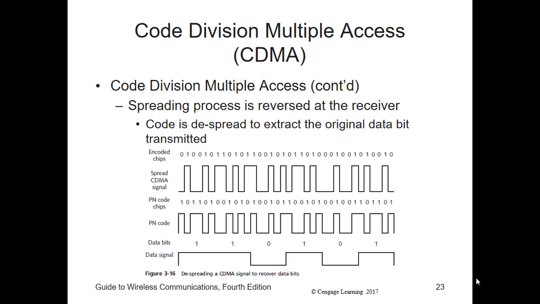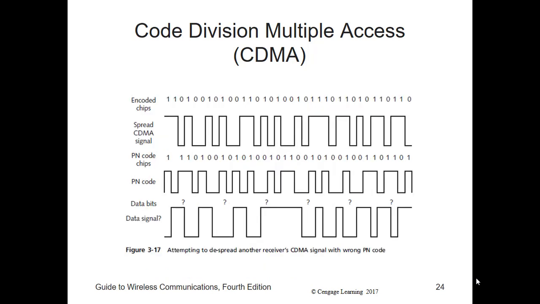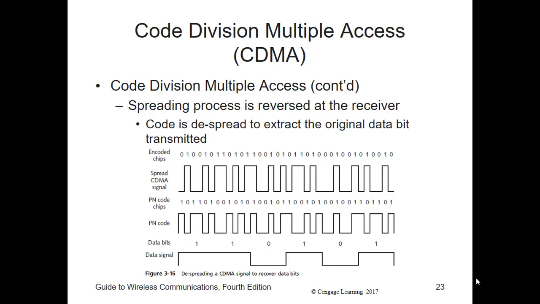Okay. Here you see the decoding of data in CDMA. And here is an example of what happens when a receiver attempts to despread another receiver's signal and then recover the data bits. Note that the bits of the decoded data here are not long enough to match the minimum size of the data bit as shown here.